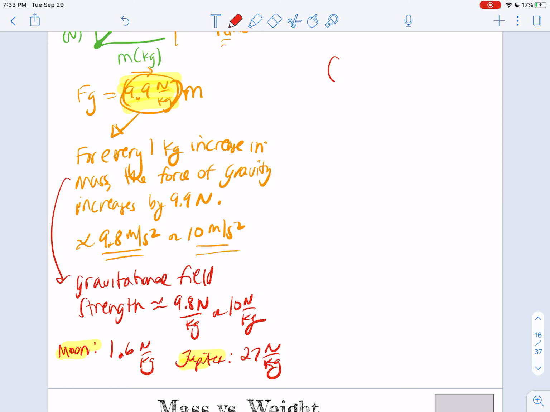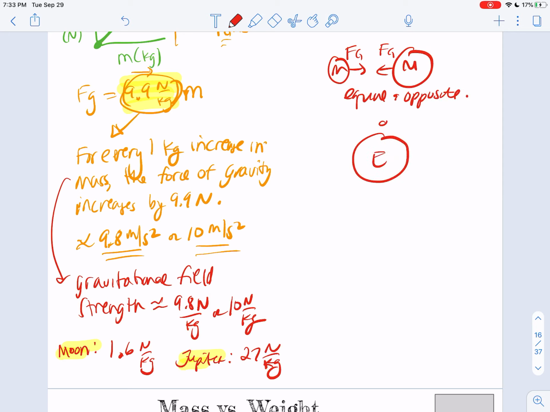All 2 masses exert this force of gravity on each other, which, just like our Newton's third law pairs, is equal and opposite. So if I'm standing on the earth, and say something weighs, not a person, like 500 newtons down, that means it is pulling up on the earth with 500 newtons also. On the object from the earth, on the earth from the object.